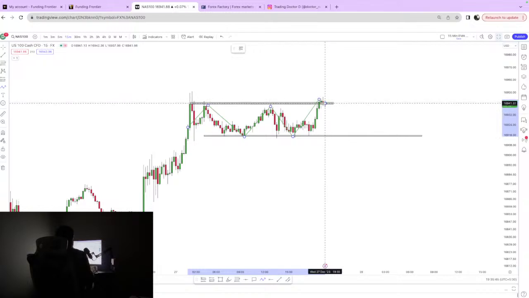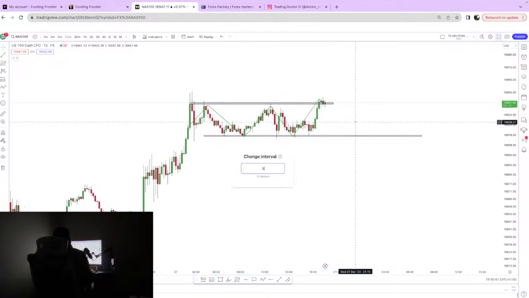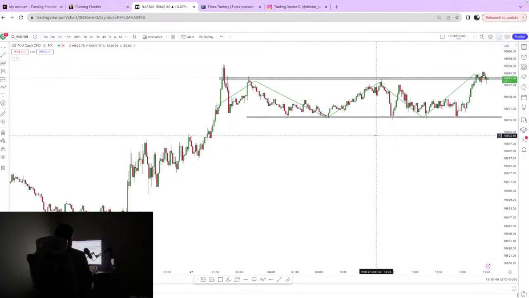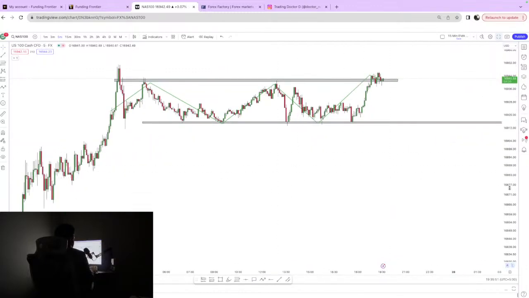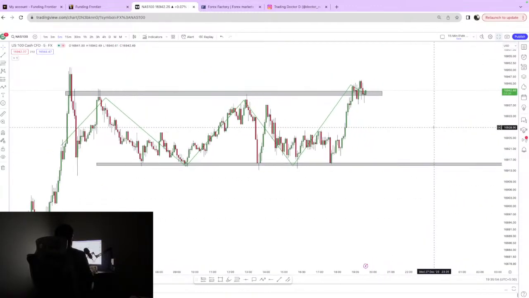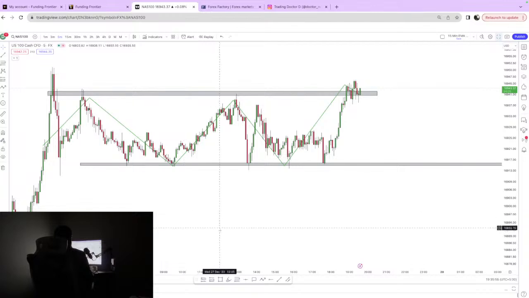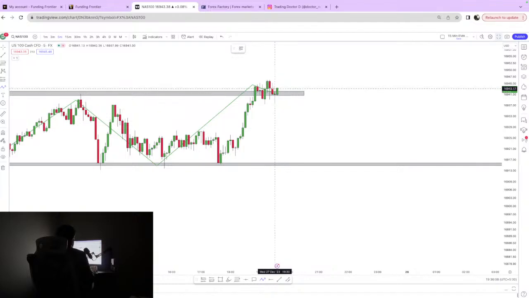So what will we wait for now? Let's first shift to the 5 minutes time frame. So this is the 5 minutes time frame. The entry criteria should be a breakout, a retest and an engulfing candle. And this is an engulfing candle.